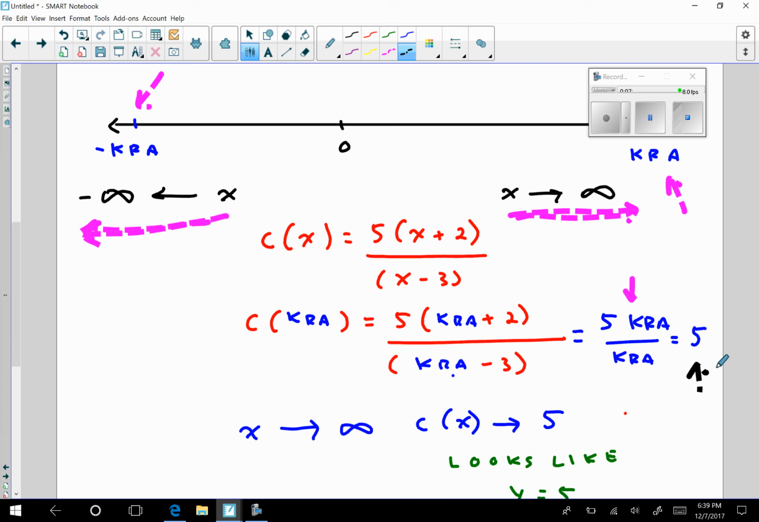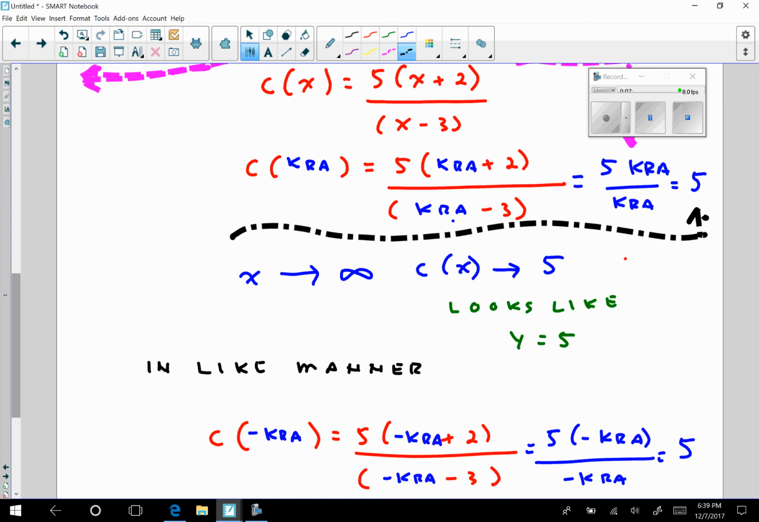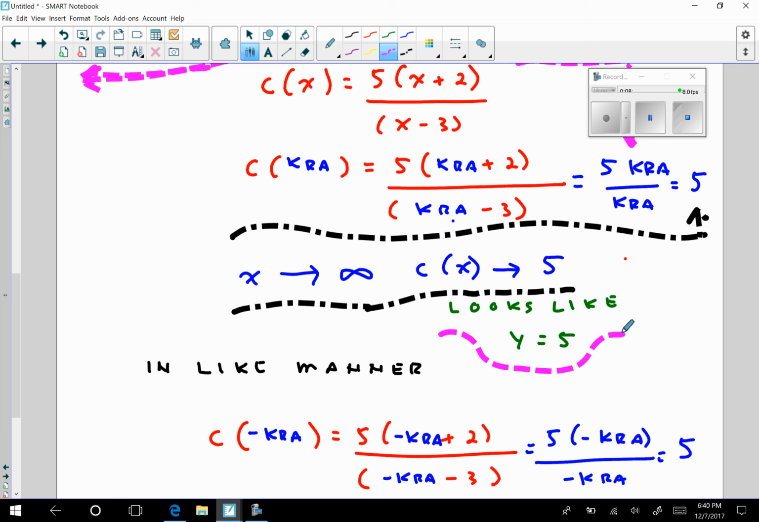What does this statement here mean? What it means is this, that as x goes to positive infinity, the function values tend to 5. They go to 5. What does that mean? That means that this graph of c of x way out on the end is going to look like y equals 5.